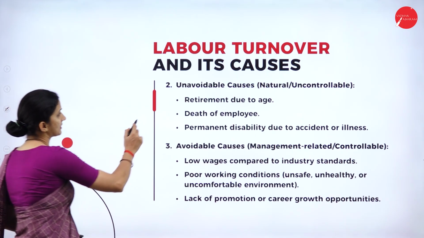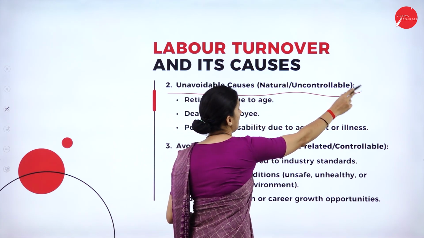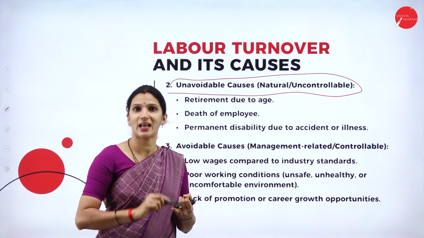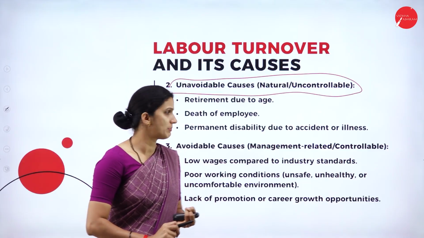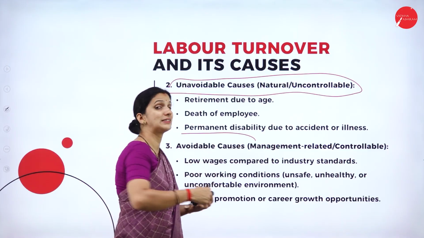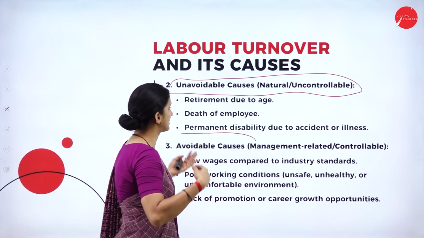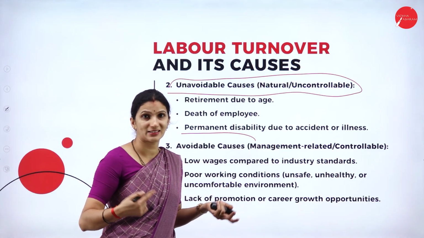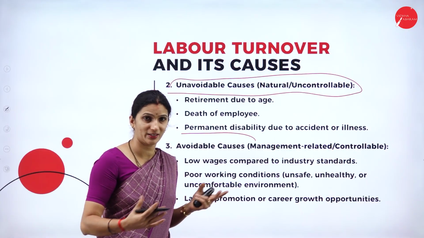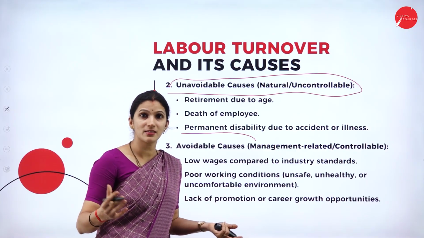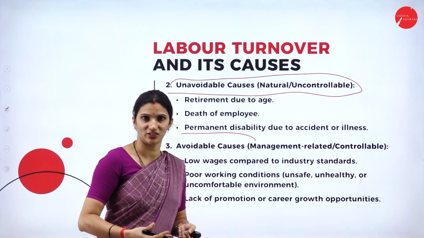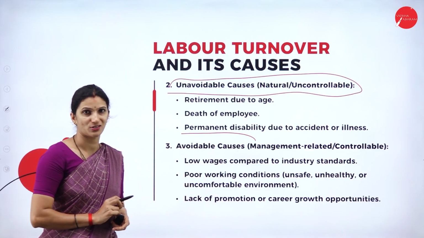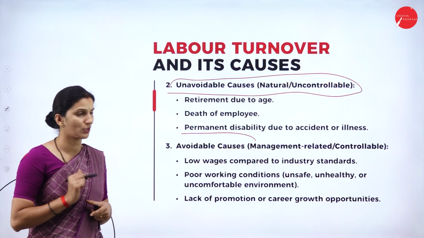Another is the unavoidable causes, that is, the natural or uncontrollable causes, like death or an accident. Also permanent disabilities due to an accident or illness, and sometimes after a certain age like 60 years, some employees get retired. For all those reasons, you will see a reduction in the labor force of an organization. That is what we call unavoidable or uncontrollable causes.